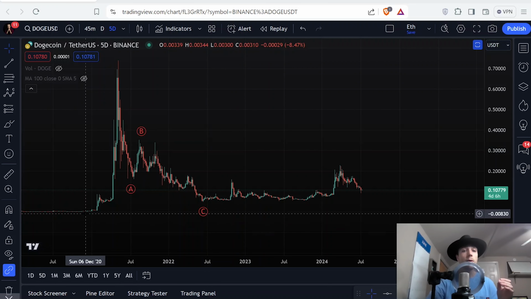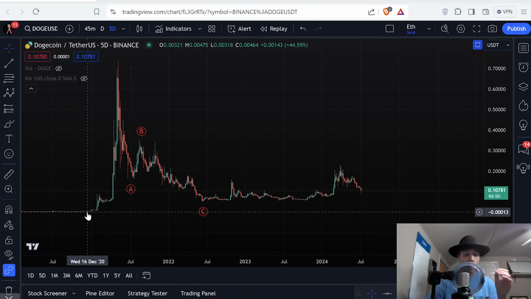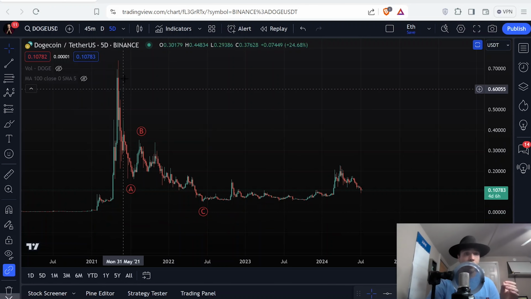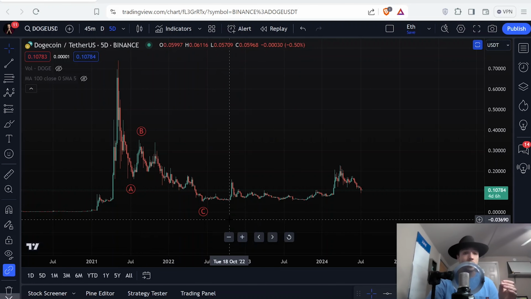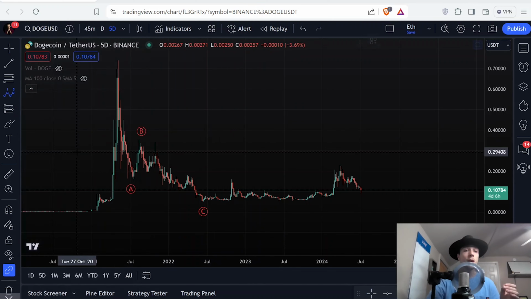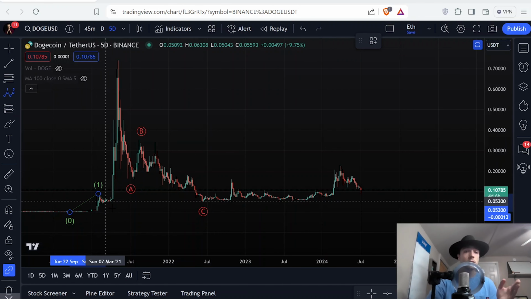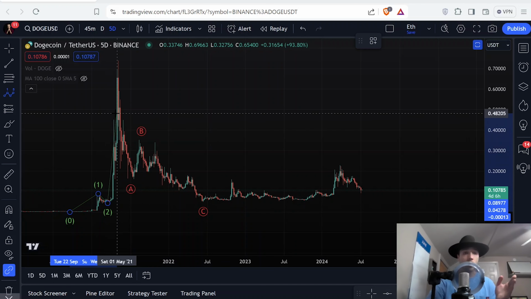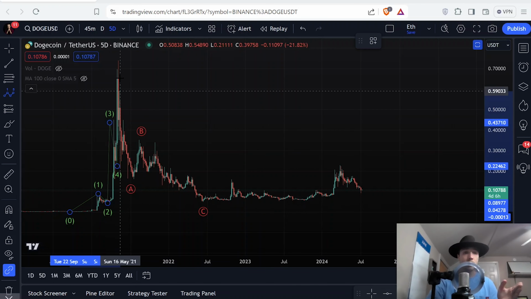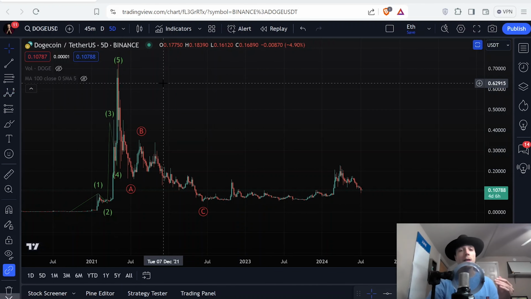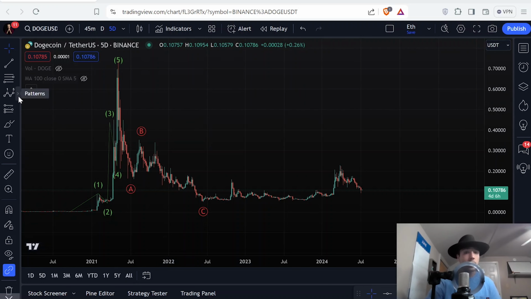So we do have a full market cycle here on the bigger picture, where we have 5 waves up and an ABC correction back down, which is exactly what we're looking for in crypto, especially on the 5-day or the weekly or any of those bigger time frames. We want to see 5 waves up and an ABC correction back down. That's exactly what we see.